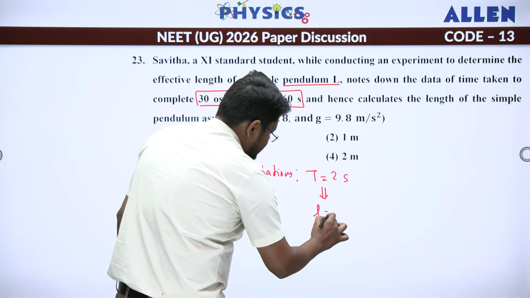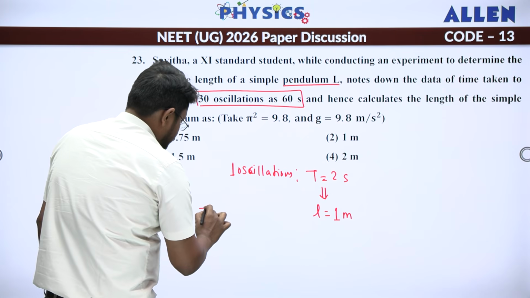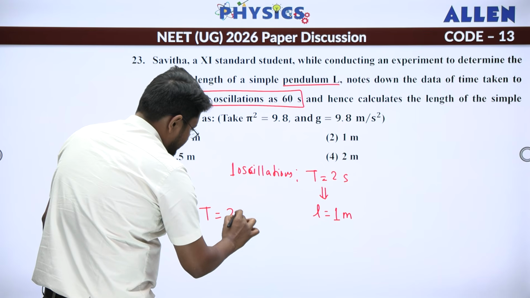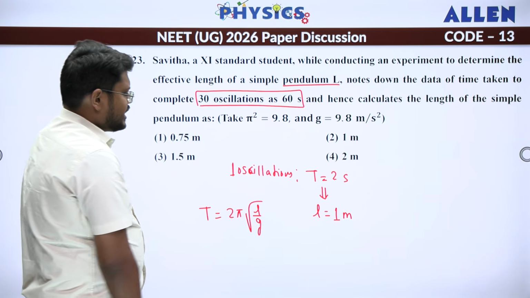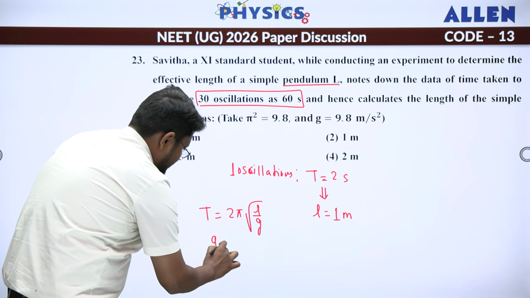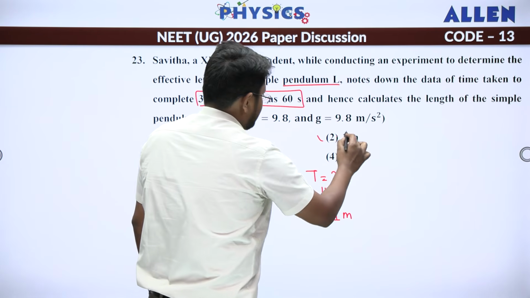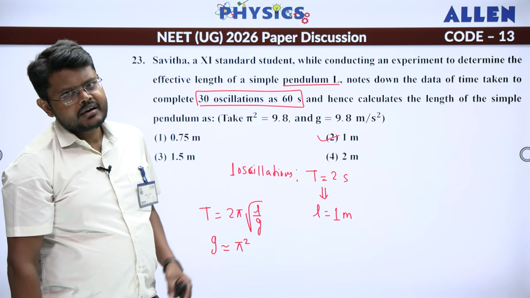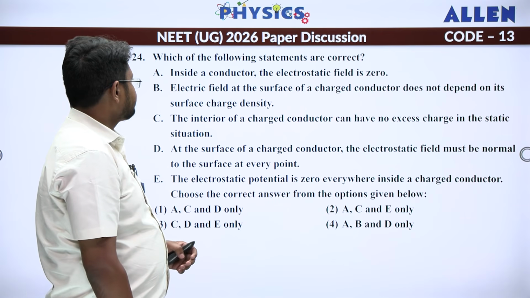And what is the length of the second pendulum? No need to solve, directly we can write 1 meter, or you can use the formula time period equals 2 pi under root of L by g. Time period is 2, L we have to calculate, and g we can approximately take as pi square. So it is 1 meter, or if you remember this direct result, we can answer directly.